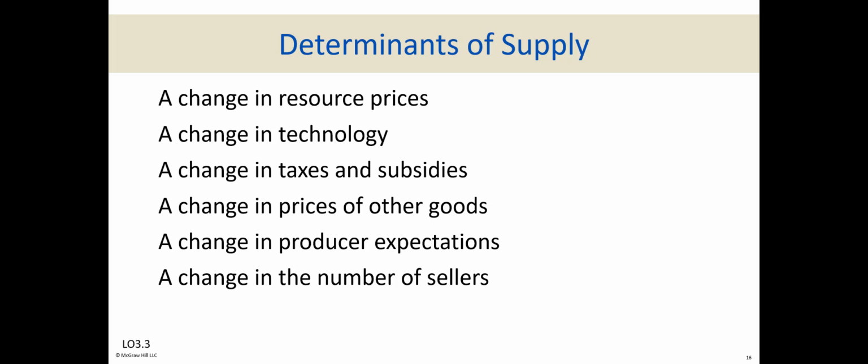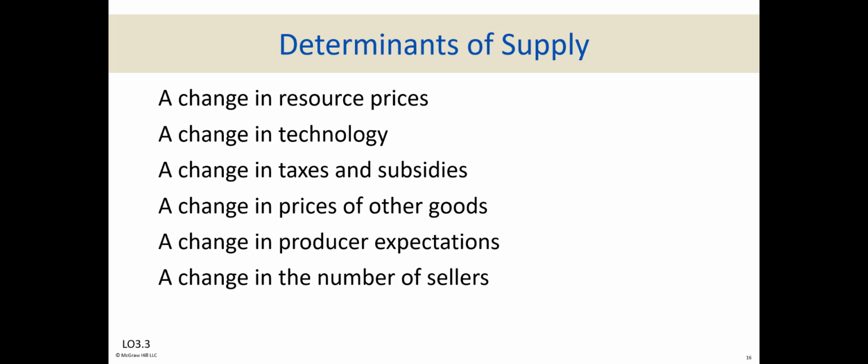And the next one is producers' expectation. This is an important one. I want you to pay attention. If producers expect that the price of the product they are producing will be higher in the future, so the product will be more profitable in the future, they cut back on current supply and supply will decrease. If producers expect the price of the product they are producing will be lower in the future, they increase the current supply to take advantage of the currently higher prices.